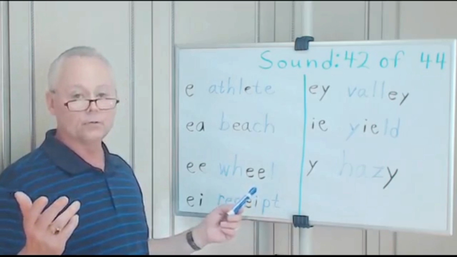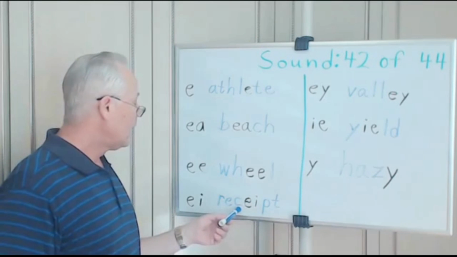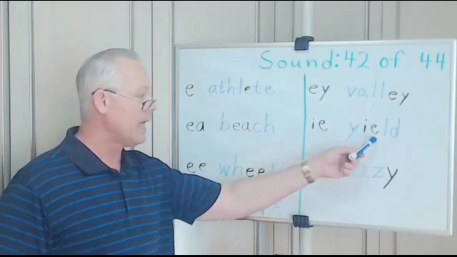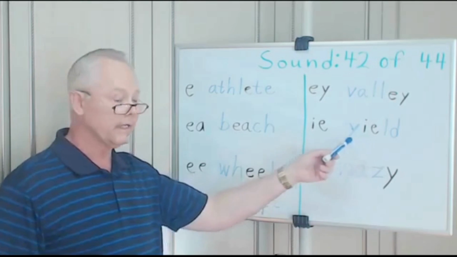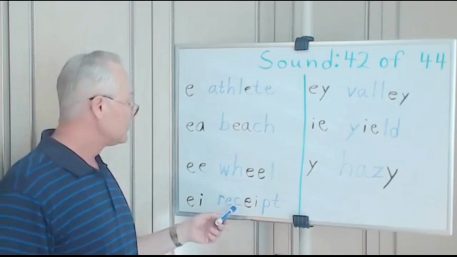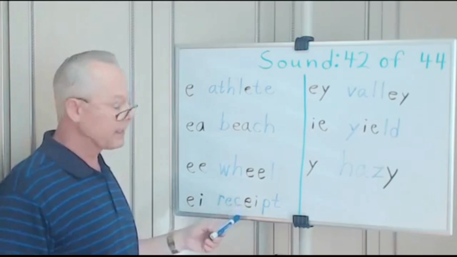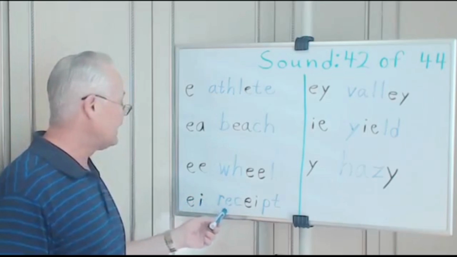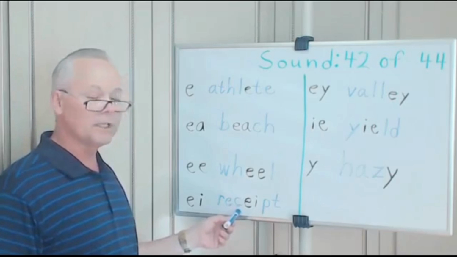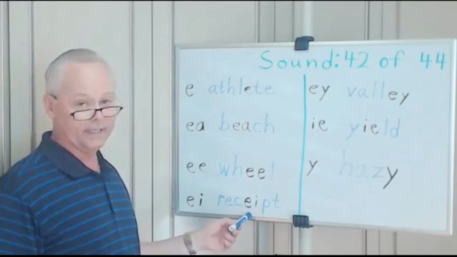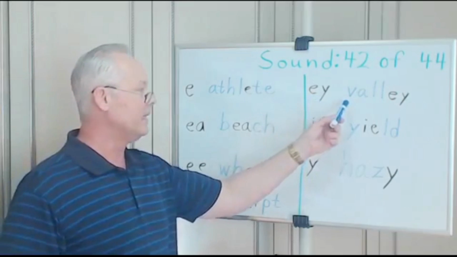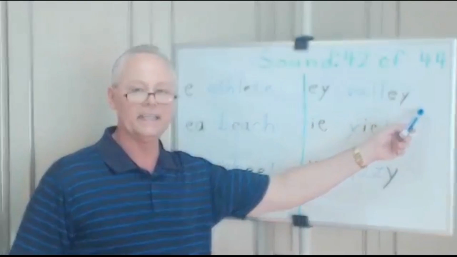Now here we have EI. This is a spelling rule. It's I before E, except after the letter C. So here we have an exception to spelling, so we end up with this EI for receipt, because there's a C here. If the C wasn't there, it would be IE. Same sound. Okay, here we have EY in the word valley.